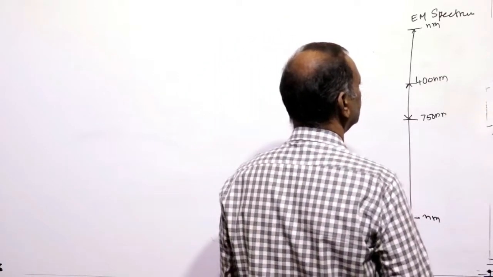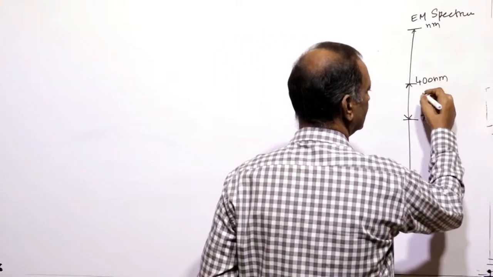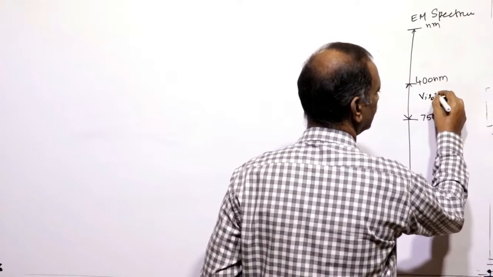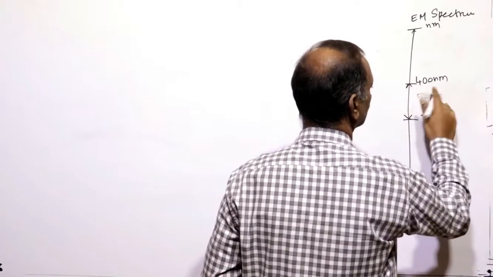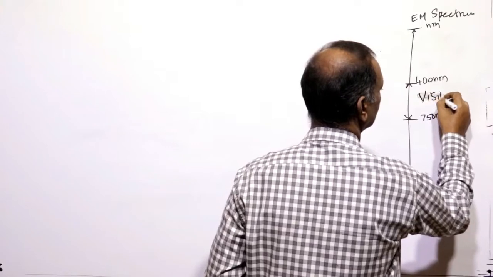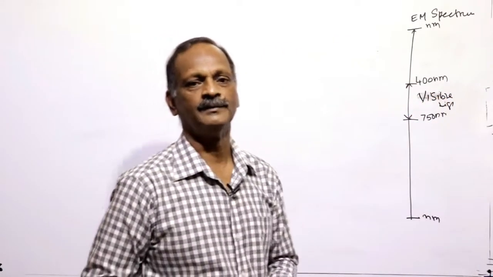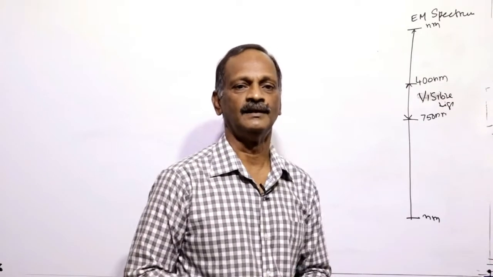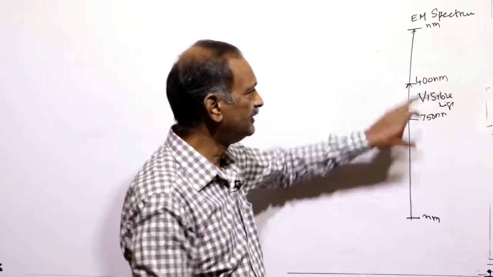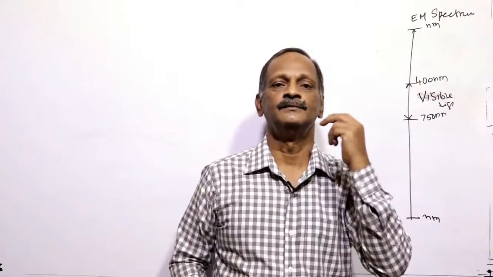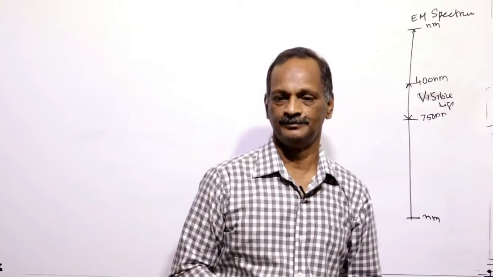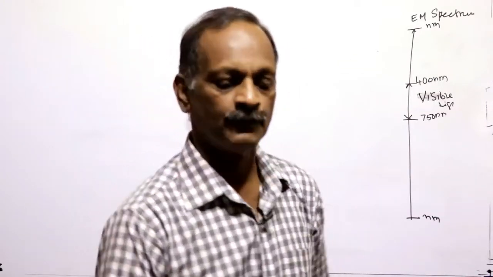But out of this spectrum, this wavelength range is visible light. This part of the electromagnetic spectrum is called visible light. This part is very sensitive to our eyes, through which we can see objects. Now next we will see the properties of light.